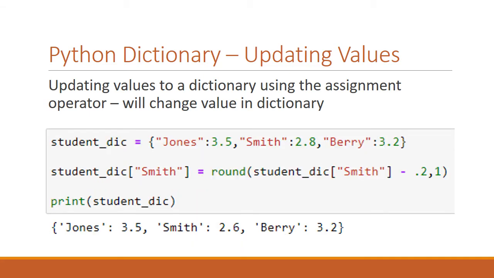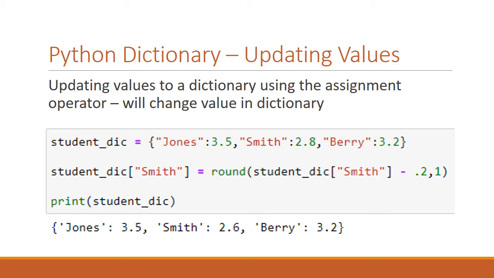Here's another example of updating a value in a dictionary. So we're starting with our student dictionary. Smith has a grade point average of 2.8. I want to subtract 0.2 points from that grade point average. So to do that, I use the assignment statement again, and I say student_dic, square bracket, key. I'm going to assign that a new value. What's that new value going to be?